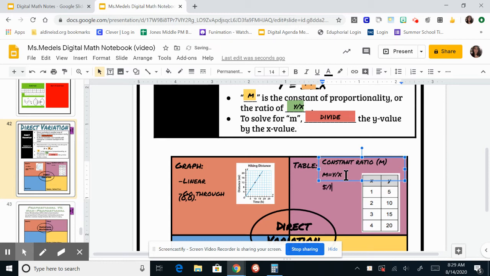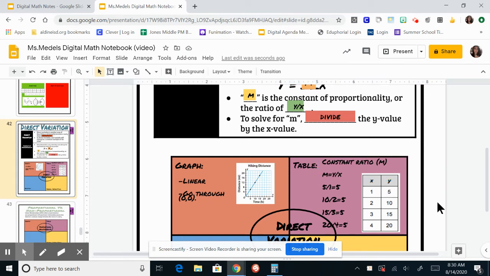So 5 divided by 1 equals 5. 10 divided by 2 equals 5. 15 divided by 3 equals 5. And 20 divided by 4 also equals 5. Because all of these numbers, 5, 5, 5, 5, are the same, this table has a constant ratio. Therefore, it is a direct variation.